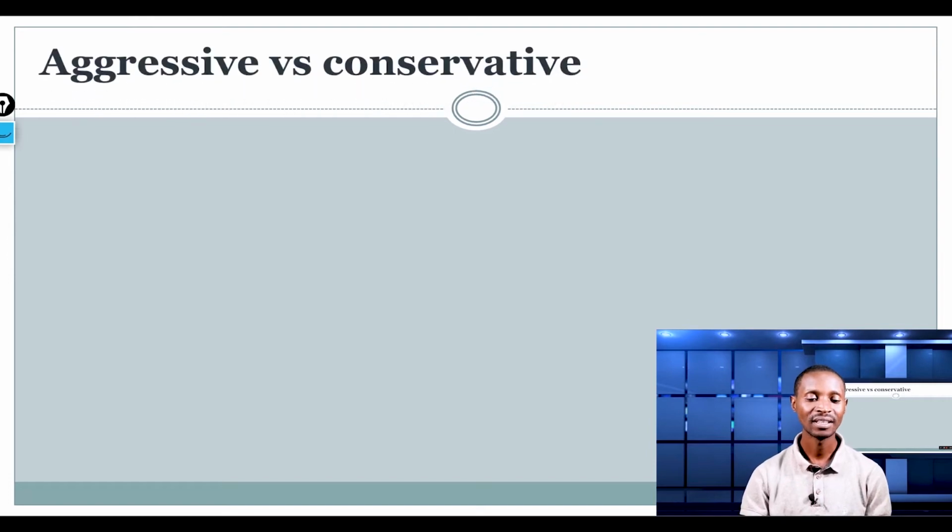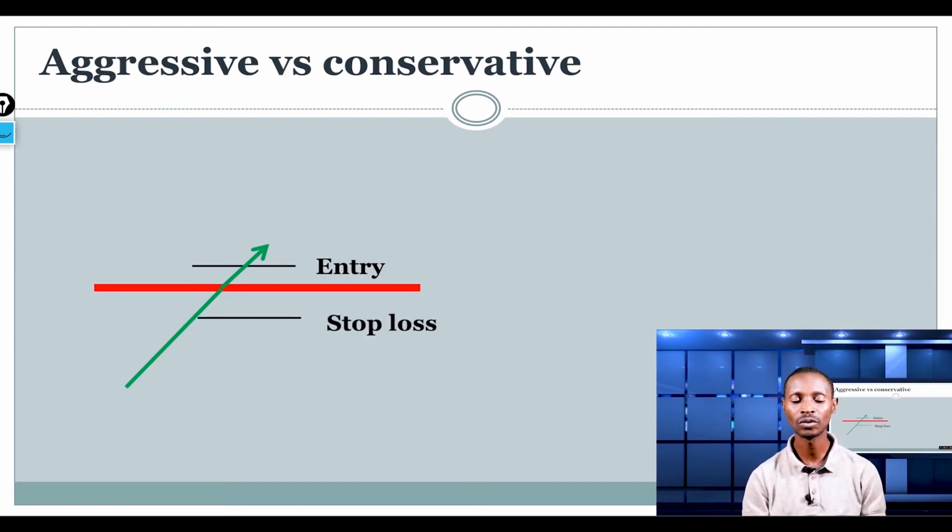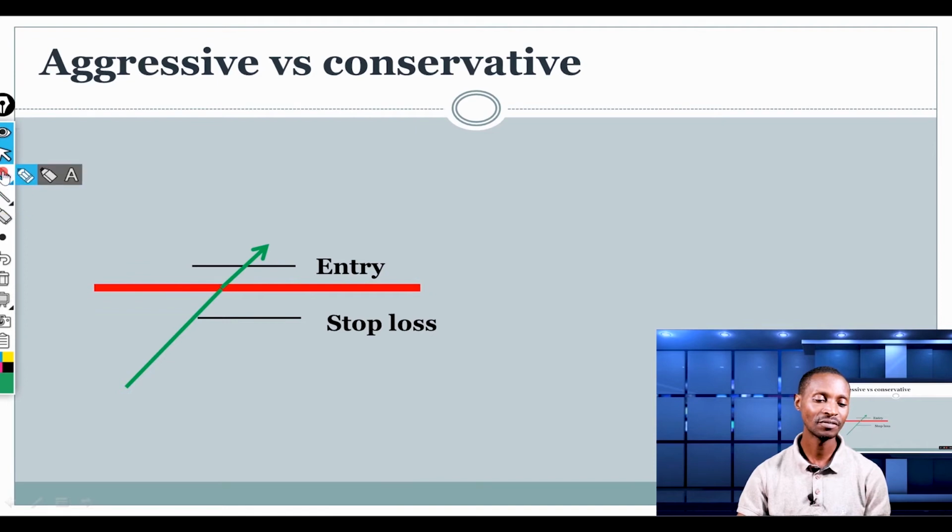We are going to see them with a practical example. For the aggressive way, let's say you have a resistance in the market. After the market reaches this resistance, it breaks through it. So for the aggressive way, after the market breaks the resistance, you immediately set your entry, and your stop loss will be placed below the resistance. This has the advantage.